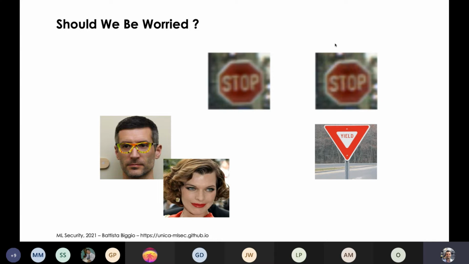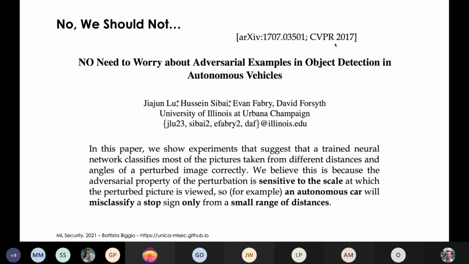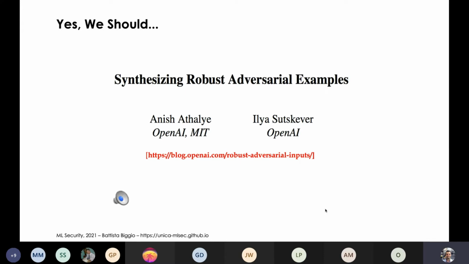But the real question is, should we be worried about these examples or not? There was a paper where the authors state no, we should not, because the perturbation is sensitive to scale, and the car will only misclassify the sign from a small range of distances. This is what these authors concluded in their 2017 paper. But then we know that you can actually create adversarial examples that remain robust to changes of scale, distance, and position. For example, this was done, I think, one year after by, again, Anish Athalye from the MIT labs.